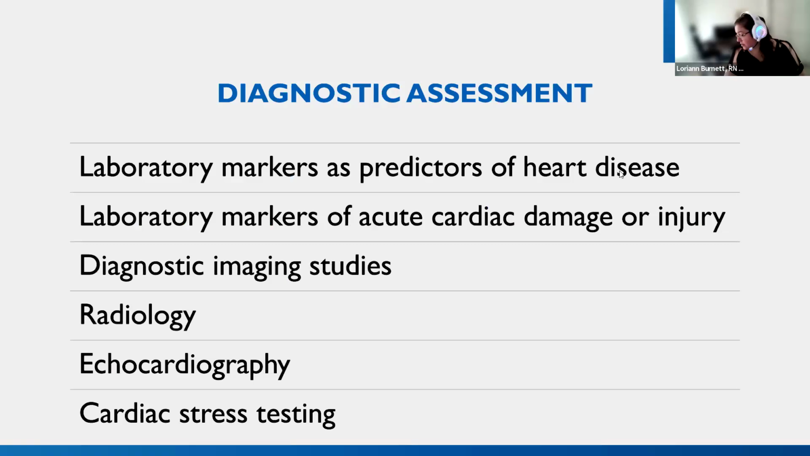So when we're talking about our heart arrhythmias and all our heart issues, we're going to see a lot of the same diagnostics because at the end of the day, the heart don't work and we got to figure out what's going on. So we got our laboratory markers, our troponin, our lactic acid. We're going to be looking at our cholesterol and maybe our blood sugars, our acute cardiac damage or injury, our troponin and our lactic acid. Imaging studies: this could be our x-rays, this could be CT scan, MRI, our radiology.